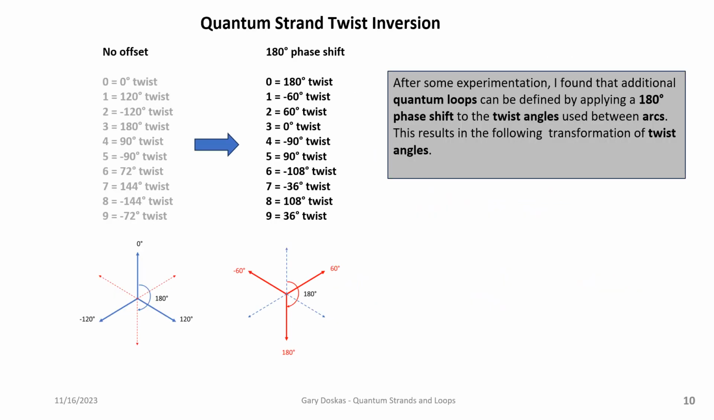Quantum strand twist inversion. After some experimentation, I found that additional quantum loops can be defined by applying a 180-degree phase shift to the twist angles used between arcs. This results in the following transformation of twist angles.